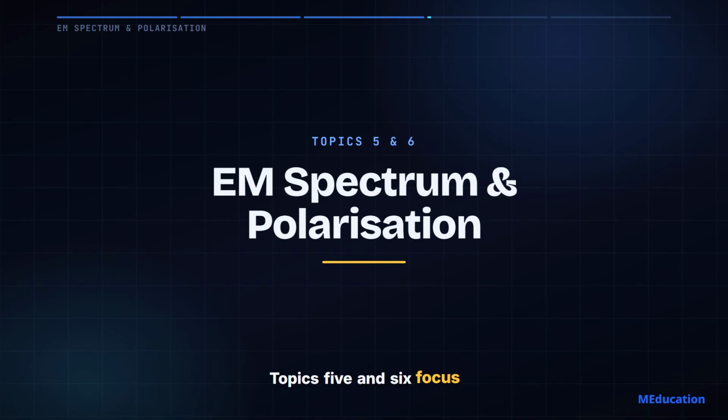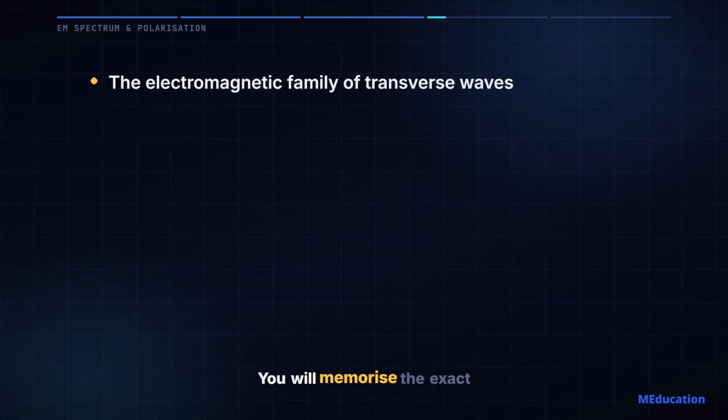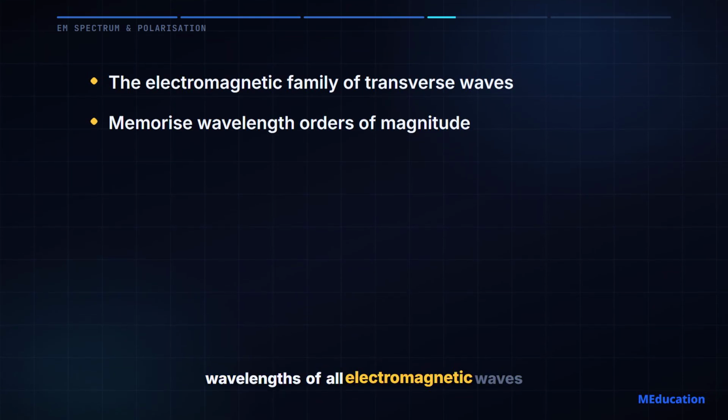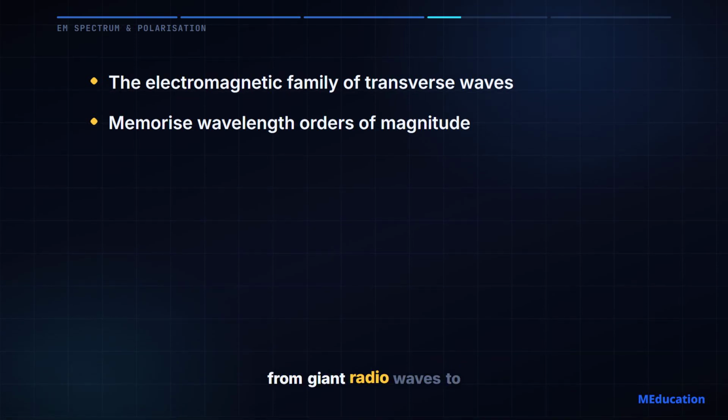Topics 5 and 6 focus entirely on the electromagnetic family and its unique properties. You will memorize the exact orders of magnitude for the wavelengths of all electromagnetic waves, from giant radio waves to microscopic gamma waves. These factual recall marks are the backbone of Paper 1 multiple choice questions, and examiners love to test if you know these boundaries by heart.